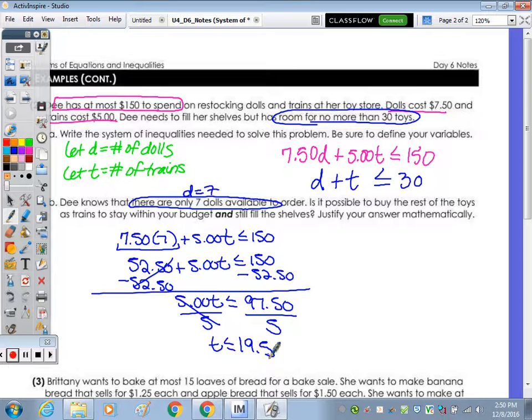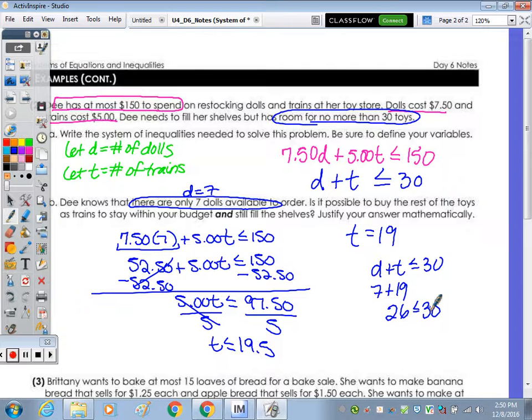No, so the greatest value less than 19.5 would be 19. Okay, the other inequality was that D plus T is less than or equal to 30. So if I plug in the 7 dolls she knew and the 19 trains, what's that a total of for toys? 26. Okay, that is less than or equal to 30.